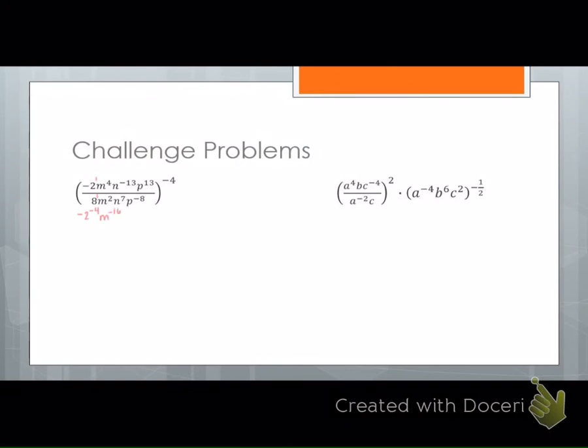I'm not going to show the in-between steps on this one. Then n to the 52nd power, and then p to the negative 52nd power, all over 8 to the negative 4th power, m to the negative 8th power, n to the negative 28th power, and p to the 32nd power. Is that all? Yes, that is all for the first step.